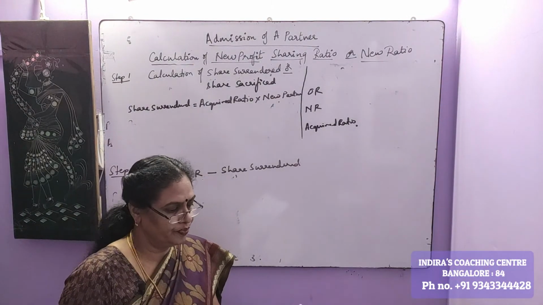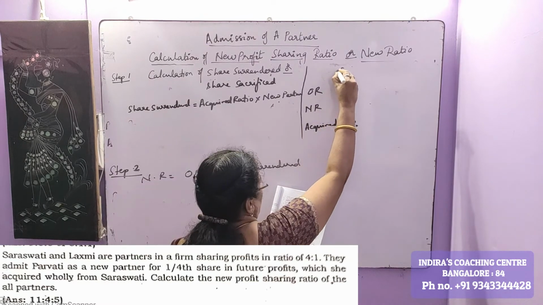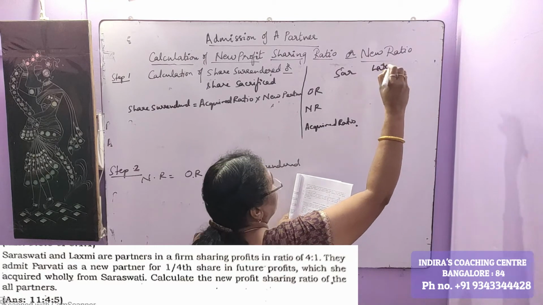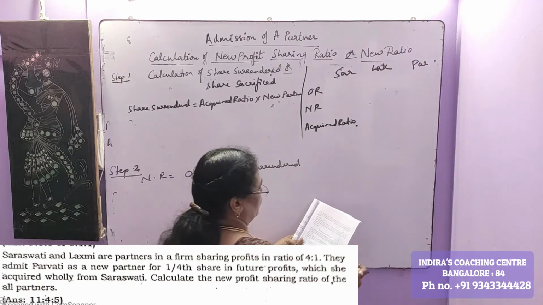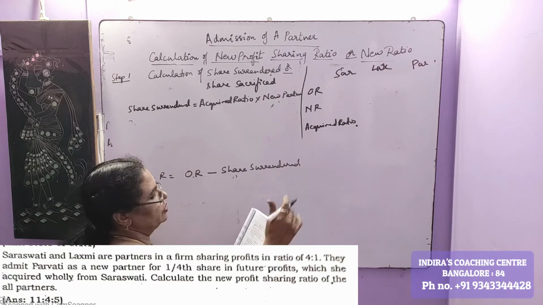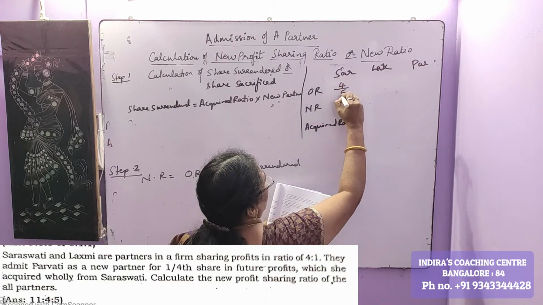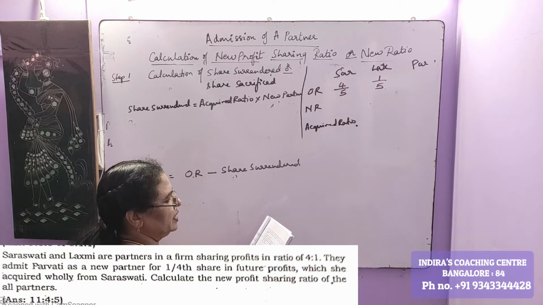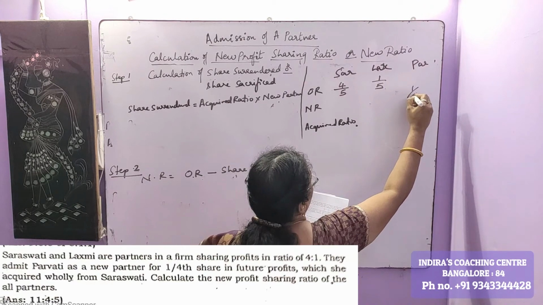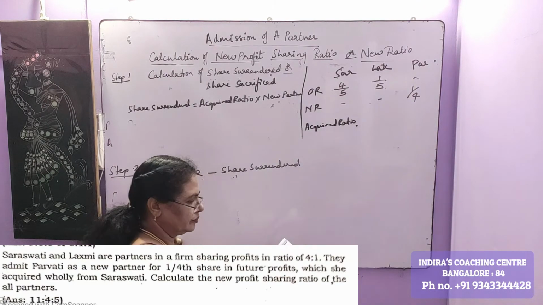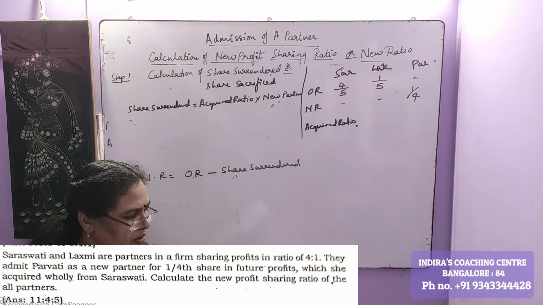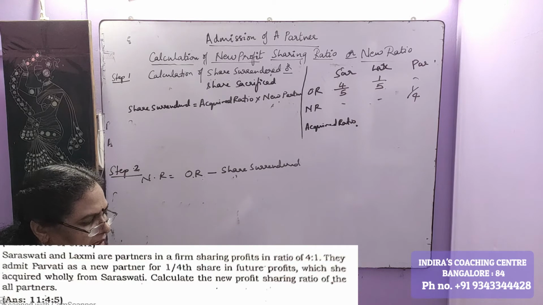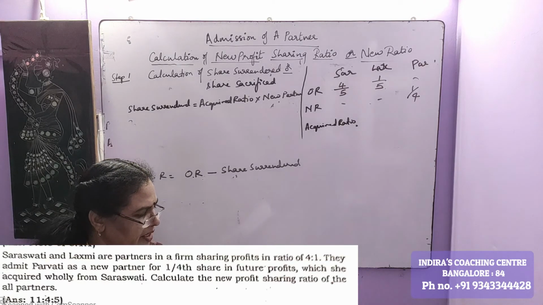We take up one more. There is Saraswati, Lakshmi and Parvati. And the old ratio is given as 4 is to 1. So 4 by 5, 1 by 5. They admit Parvati as a new partner and give her 1/4, which she wholly acquires from only Saraswati.